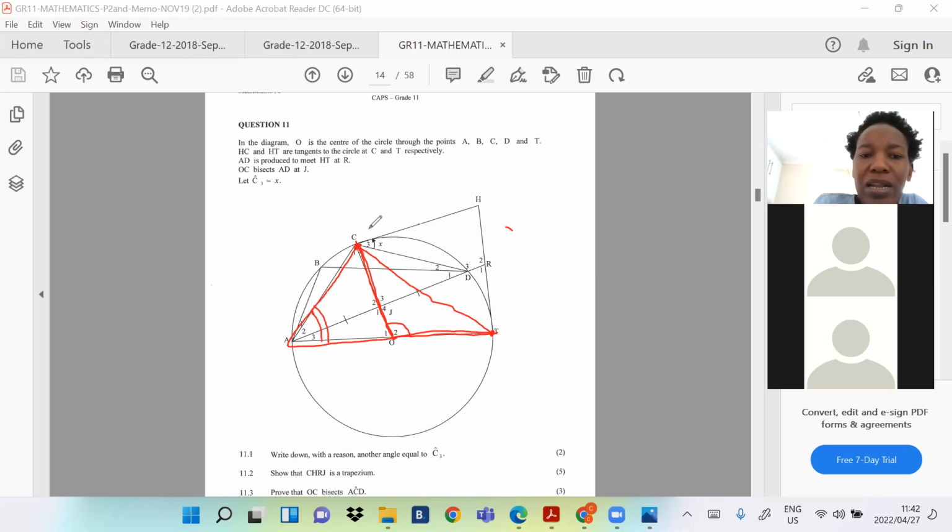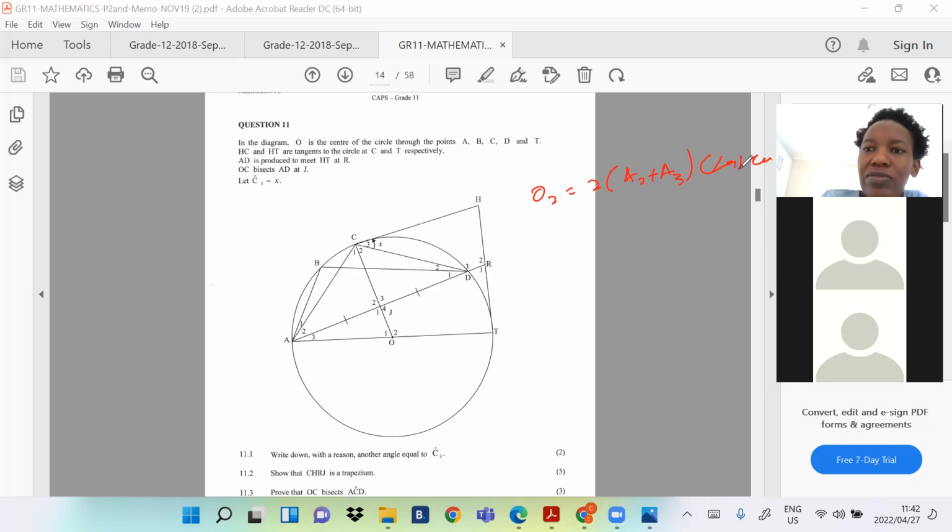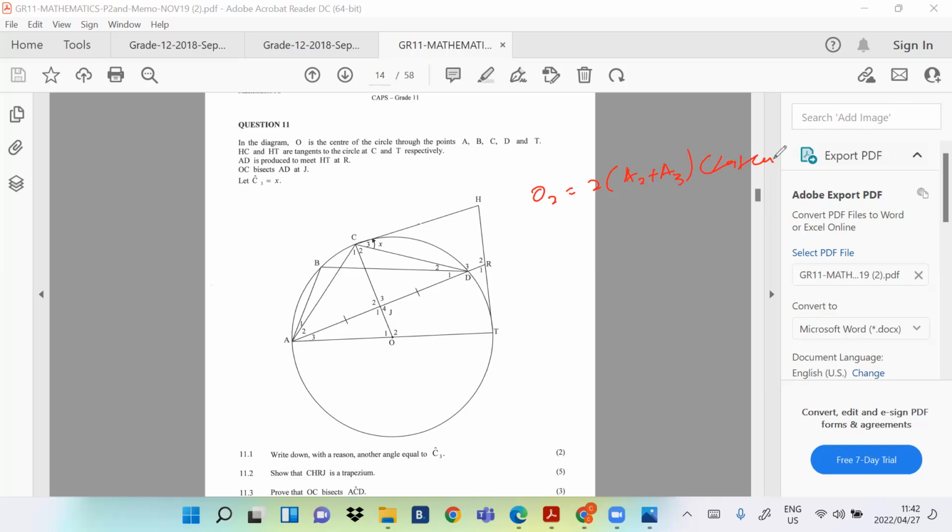I'm not sure if it's going to help us, but we can put it down. Angle O2 is 2 times A2 and A3, right? Angle at the center is twice the angle at the circumference. Okay, let's leave it. That's the only thing I see, but there's also the radius.